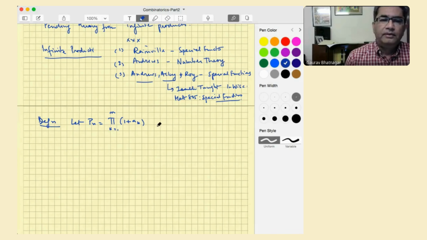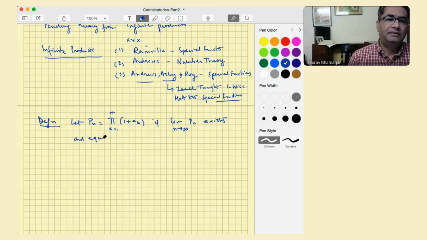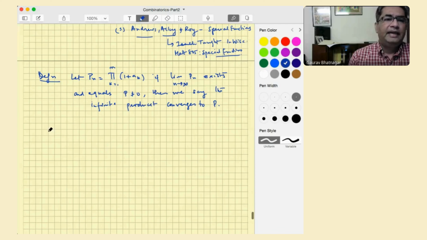Let Pn be this product, and if the limit as n goes to infinity of Pn exists and equals some number which is non-zero, then we say the infinite product converges to P. Okay, and the infinite product is the product of 1 plus ak, k going from 1 to infinity.